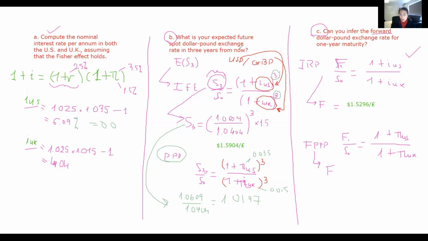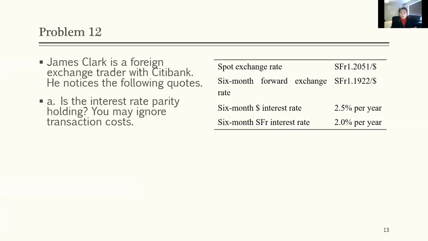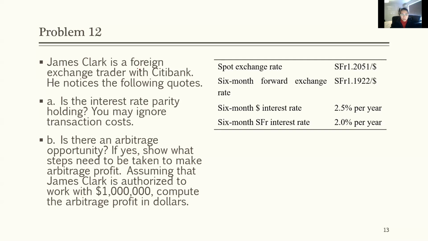So I'm going back to my slide. Okay, so with problem 12, here we are looking at an IRP arbitrage question. So once again, we first want to check if the IRP condition holds or not. And depending on how the disparity looks, you will determine where to buy and where to sell, where to borrow and where to lend.